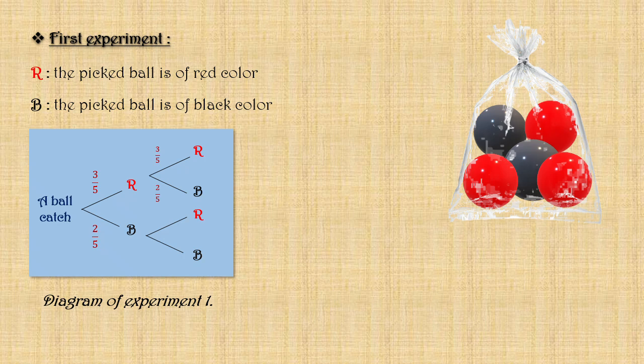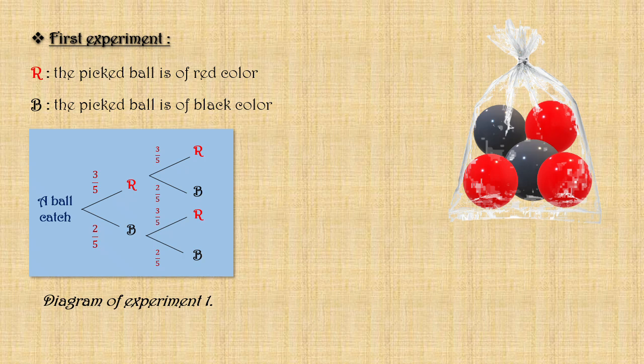Now for our second possible event, in our first catch of a ball, which is B, the probability to get the event R to happen for the second pick of a ball would be equal to 3/5, and the probability to get the event B to happen equals 2/5, for the same reasons.